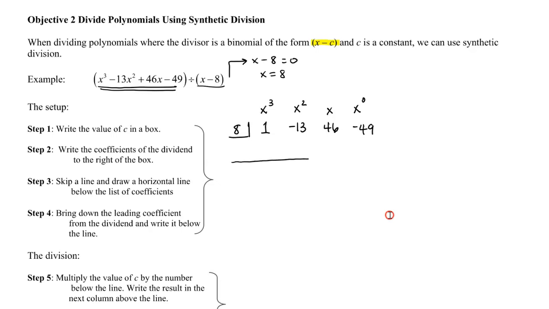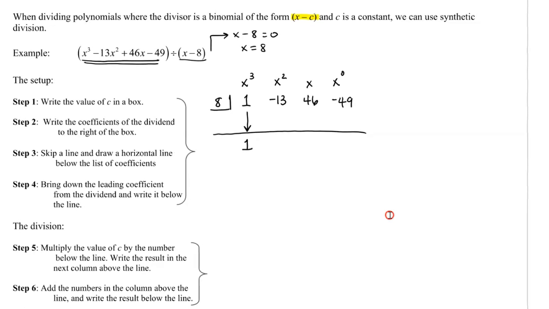I'm going to skip a line and draw a horizontal line below the list of coefficients. I'm going to bring down the first number, which is 1. Anything that crosses that line gets multiplied by the 8 that's in the box. 1 times 8 is 8. And we add here. So we have negative 13 plus 8, which gives us a negative 5. The negative 5 has crossed the line, so it gets multiplied by the 8 in the box to give us a negative 40. And we add. 46 and a negative 40 come together to give us a positive 6. We multiply. 8 times 6 is 48. We add negative 49 and a positive 48, making negative 1.